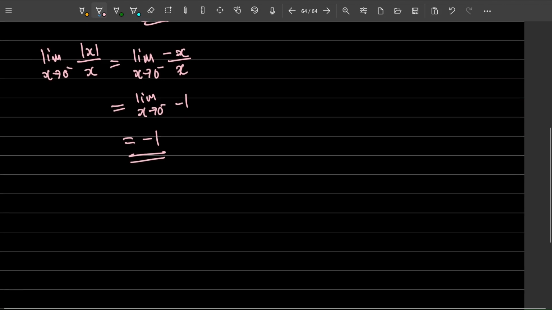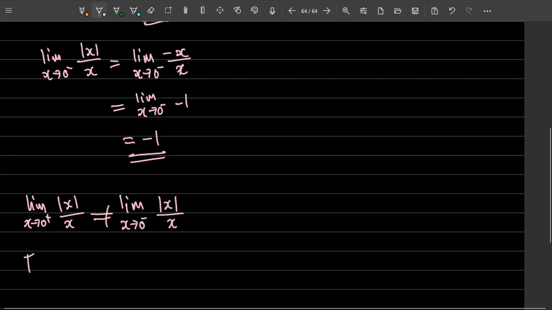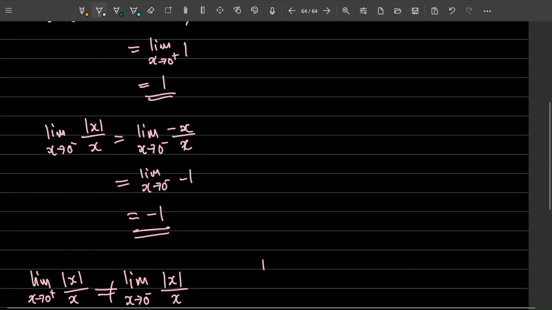Are the two values the same? No, they are not. So you can say the limit as x approaches 0 from the right of modulus of x over x is not equal to the limit as x approaches 0 from the left of modulus of x over x. Therefore, the two-sided limit does not exist. Although the one-sided limits exist, the two-sided does not. So, that's a wrong spelling. Therefore, the limit as x approaches 0 of modulus of x over x does not exist.